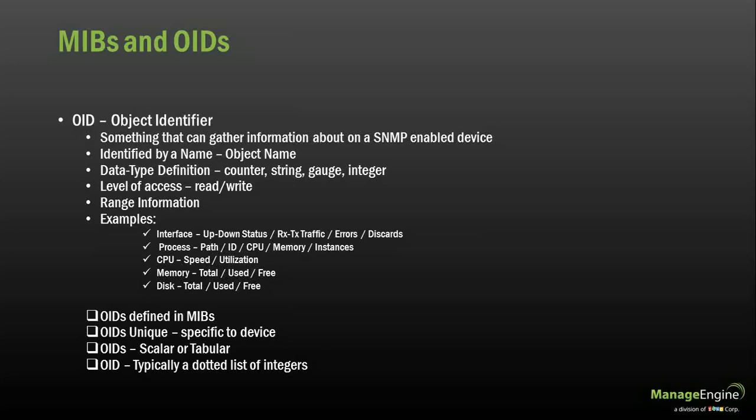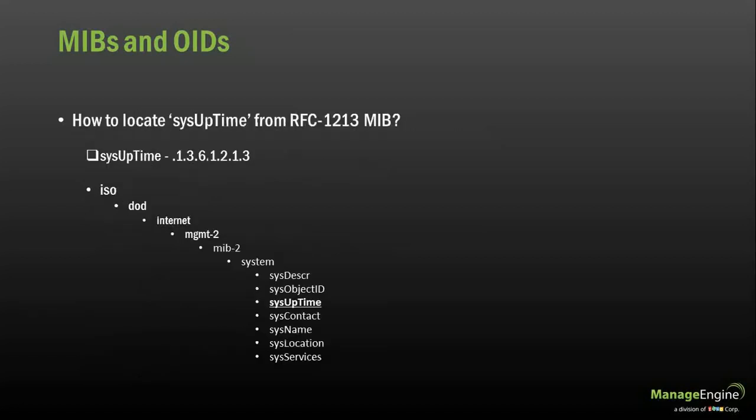OIDs are defined in MIBs, and each OID is unique and is specific to a device or its type. OIDs can be scalar or tabular, just like sys uptime, which is scalar, and interface data, which is tabular. OIDs are typically a dotted list of integers, as you can see in the next slide.